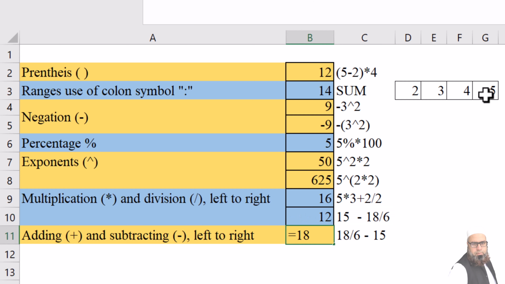Next, 18 divided by 6 minus 15. Now Microsoft Excel will first perform the division, that is 18 divided by 6, that is 3, minus 15, that is minus 12. So that's all about the Microsoft Excel mathematical and logical operators. In most of the formulas, we will use these mathematical as well as logical operators to perform different calculations.